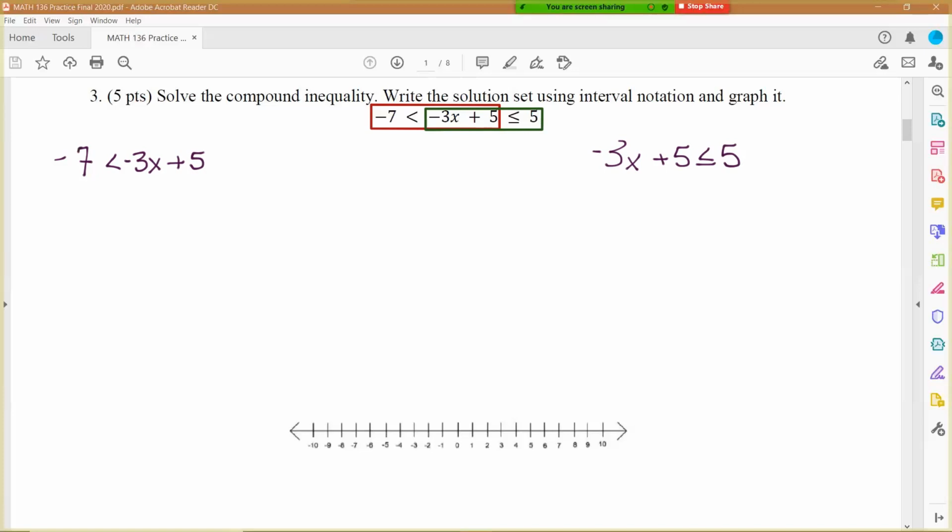Remember the rules for inequalities. Anytime you multiply or divide by a negative number, you have to flip the sign. It doesn't matter when you add or subtract. So if I'm going to solve for x, I'm going to work on the problem on the left. First thing I would do is subtract 5. When I subtract 5, -7 minus 5 is -12. So -12 is less than negative 3x.